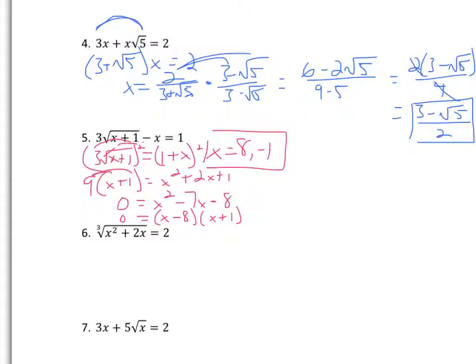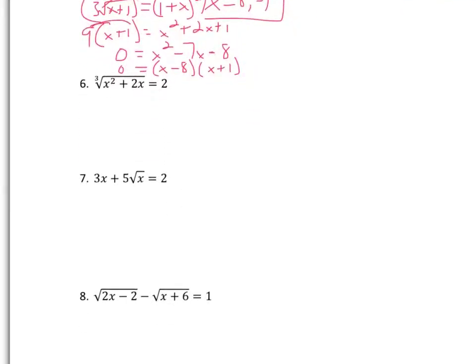So we've got 3 times, let's try 8 first. 8 plus 1 is 9, so 3 times 3 is 9. 9 minus 8 is 1, so 8 does work. All right, if we try negative 1, we've got negative 1 plus 1 is 0, so square root of 0 is 0. The 3 you don't need to worry about. So we got negative 1, which is positive 1, equals 1. So both of these do work.